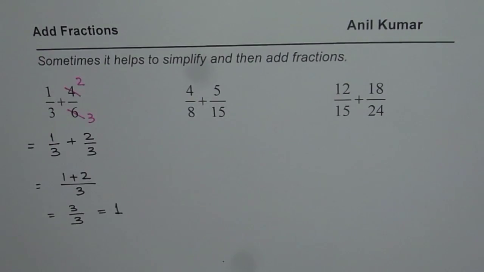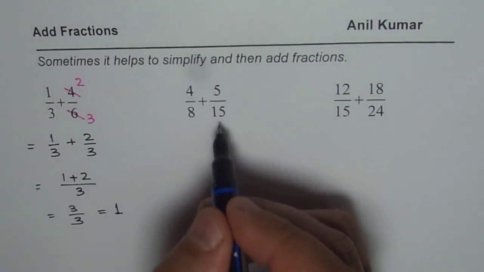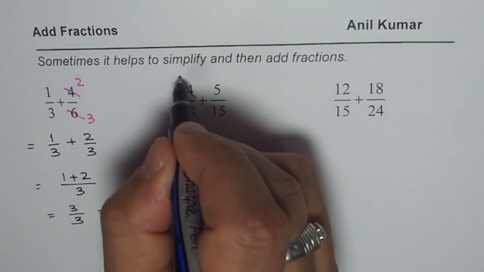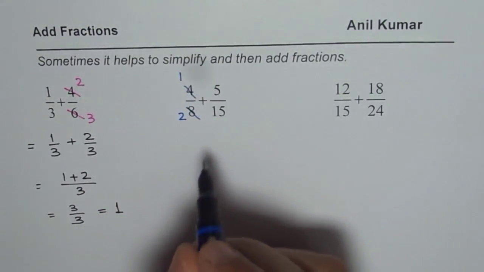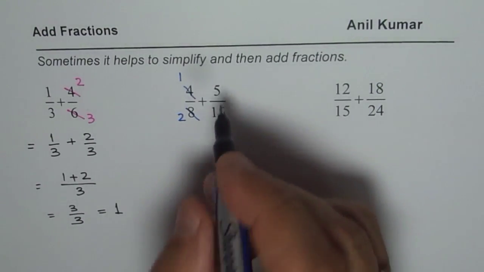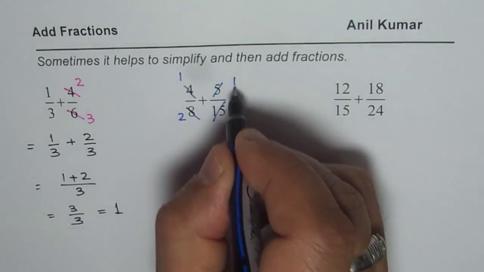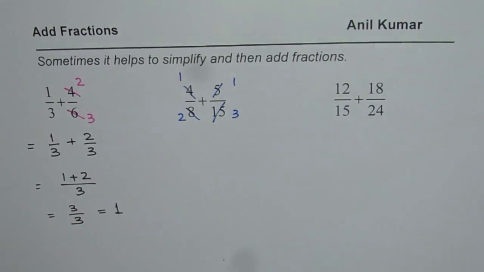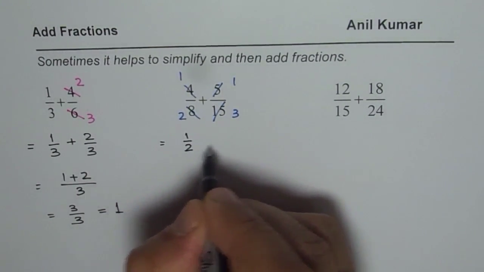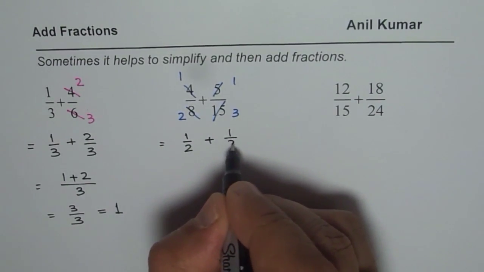Now the second one here is 4 over 8 plus 5 over 15. Let us simplify. We can divide both by 4. 4 times 1, 4 times 2, right? 4 over 8 is half. 5 over 15 is 1/3, dividing by 5, 1 and 3, right? So we could write this as an equivalent fraction, 1 over 2 plus 1 over 3.